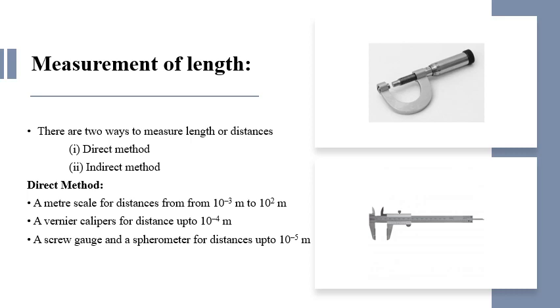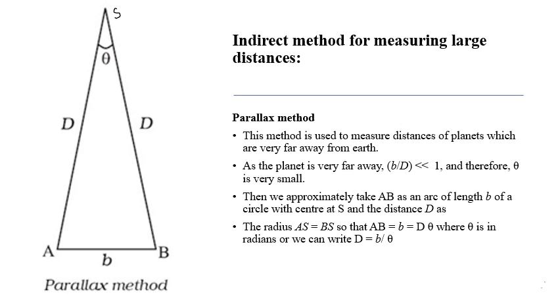We'll see what the indirect methods are. These methods are used to measure large distances, such as the distance of a planet or a star from the Earth. There are various indirect methods to measure large distances, such as the echo method, parallax method, laser method, radar method, etc. So first we'll see what the parallax method is.